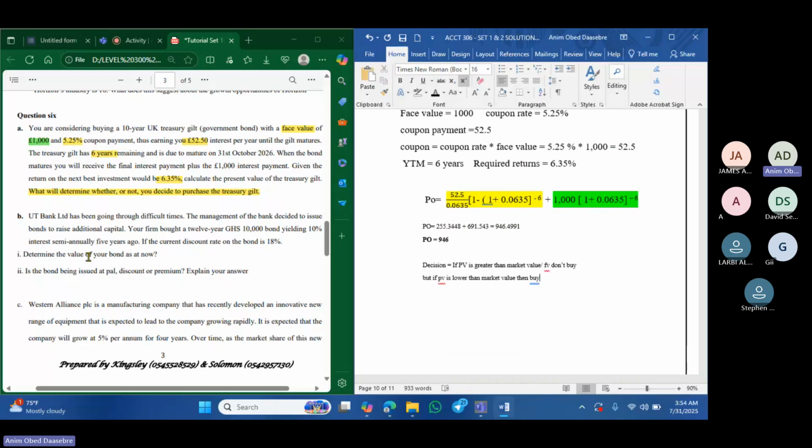So that's all that we are going to see. Now let's move to the B. UC Bank Limited. Bond valuation.